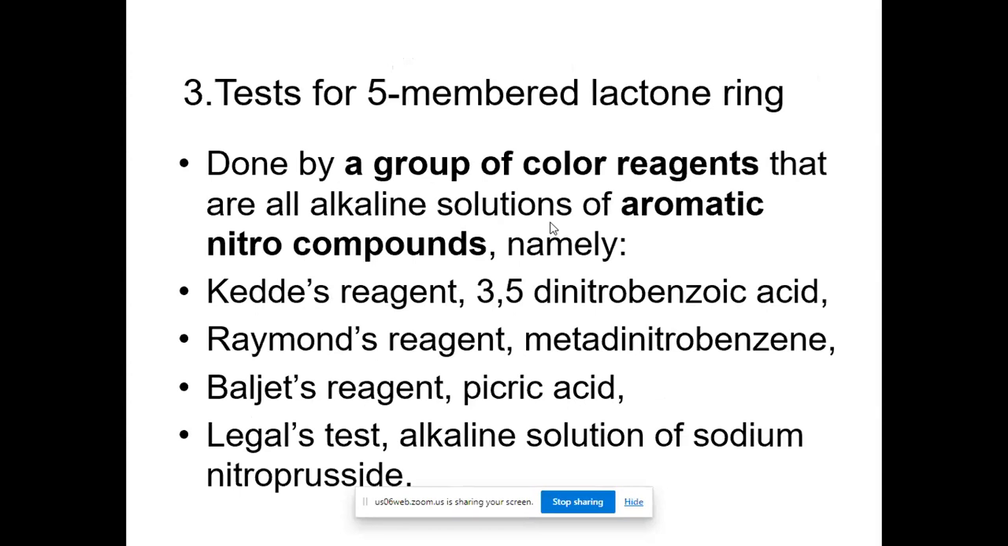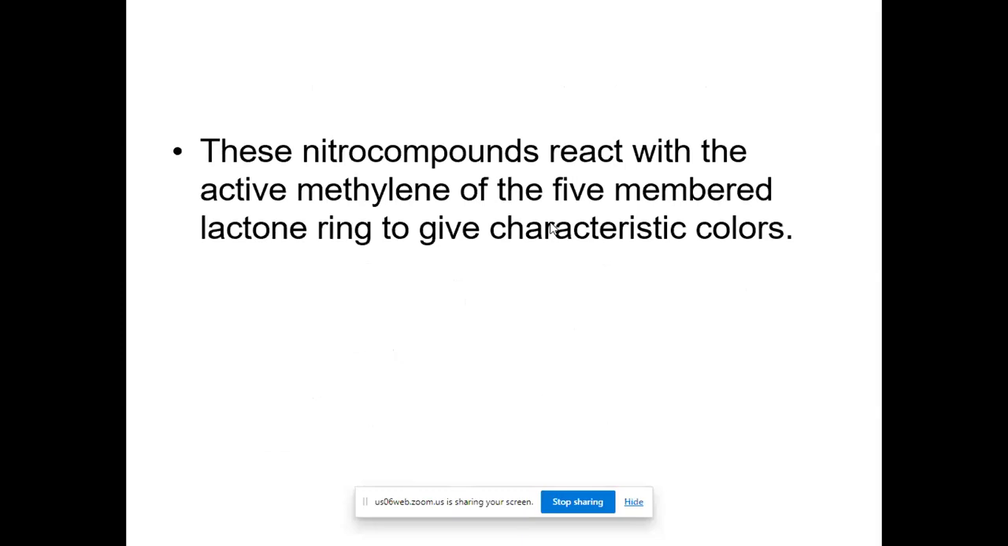For the 5-membered lactone, what is the word? Cardenolides. The cardenolides are the 5-membered lactones. These are detected by a group of colored reagents that are alkaline solutions of aromatic compounds. So in this case, you'll end up using Kedde's reagent, which is mainly 3,5-dinitrobenzoic acid, Raymond's reagent, which uses metadinitrobenzene, the Baljet reagent, and the Legal test. So all these will give a positive test if it's a cardenolide. You see there are two types of genins, your cardenolide and the bufadienolide. Remember those two, cardenolide and bufadienolide, or 5-membered and 6-membered lactones.